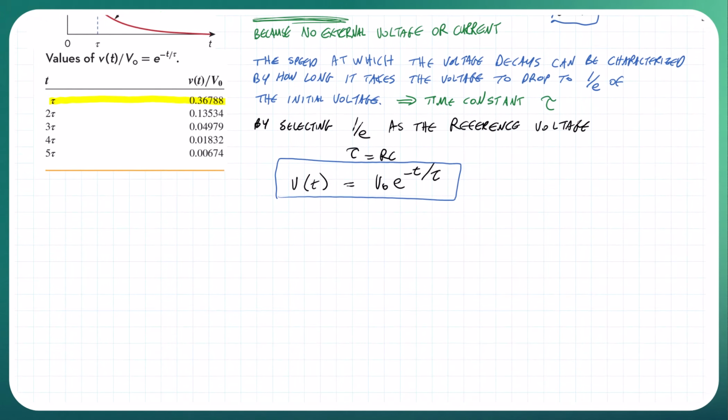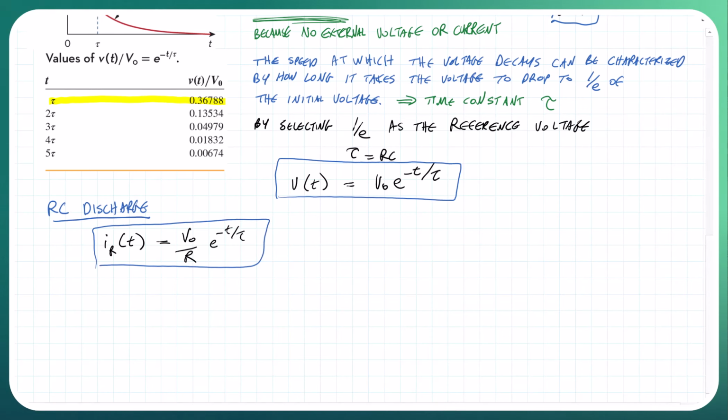Let's further talk about the RC discharge. So if we know the voltage, we can find the current. And the current is going to be I sub R of T is equal to V naught over R e to the minus T over tau. So that's another equation we can look at and use.